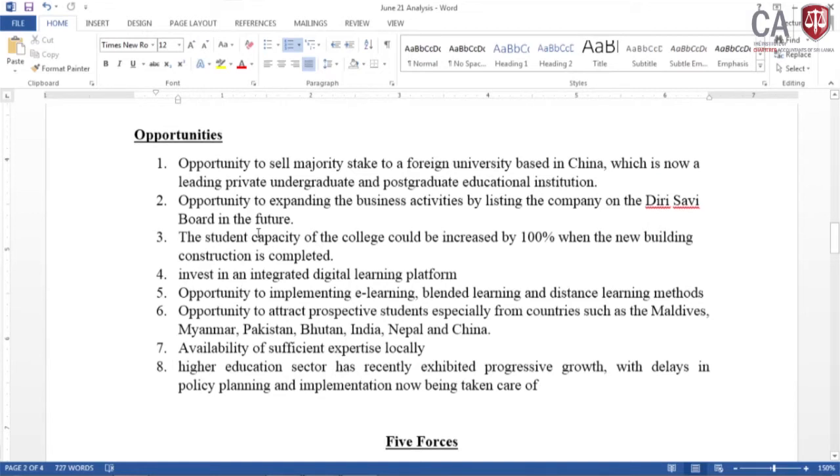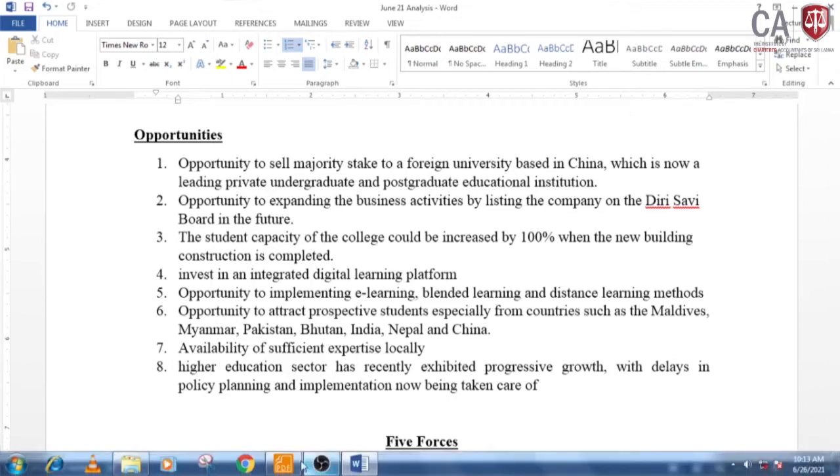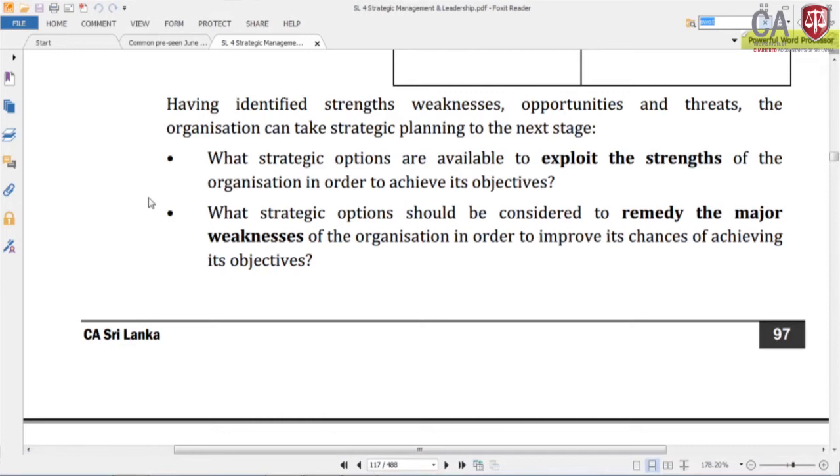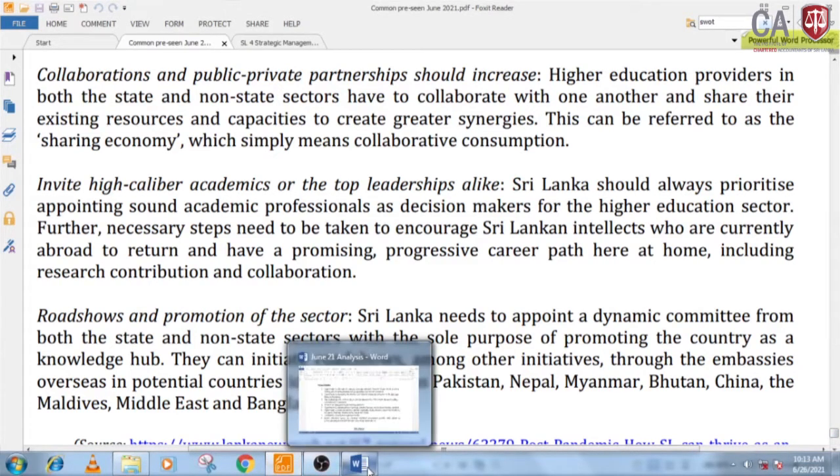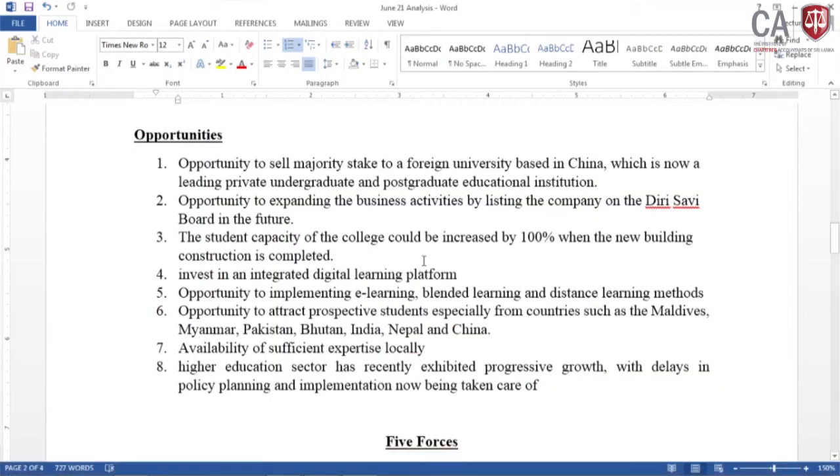Opportunity to sell a majority stake to a foreign university based in China, which is now a leading private undergraduate and postgraduate educational institute. They are interested, no? So, they have mentioned that there is an institute interested to acquire this organization. So, it is an opportunity to expand the business. Opportunity to expand business activity by listing the company on the Diriya Savi board in the future, that is another opportunity you have.